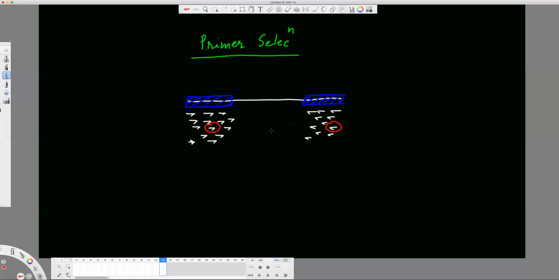Now, how do we make this choice? That's what the primer selection is. So if you have all these combinations of forward and reverse primer, these are your forward primers here and these are your reverse primers. You make all possible combinations and start scoring each pair, right? So when you score each pair, you are looking at certain properties of the sequences of forward and reverse primers, okay, which makes them good or bad.